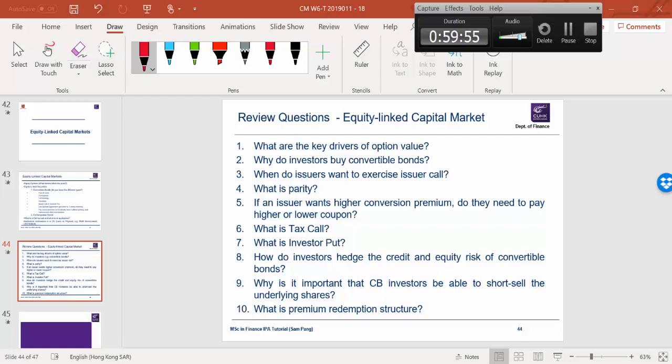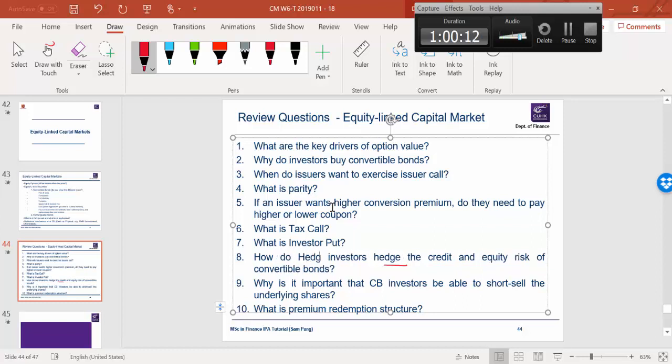And some of these things, okay, investor put, tax call, how do investors hedge the credit, especially, by the way, I guess I can qualify this, how do hedge fund investors, but they are such a big part of the CB world, okay? And why is it important that hedge fund CB investors should be able to short sell the underlying shares. Okay, I told you about that too.